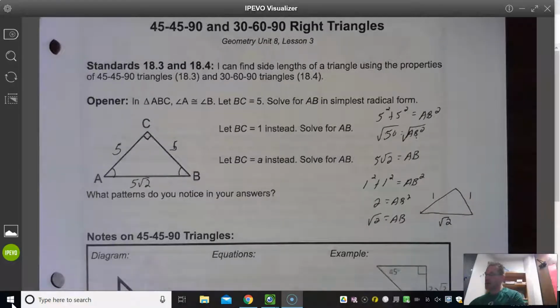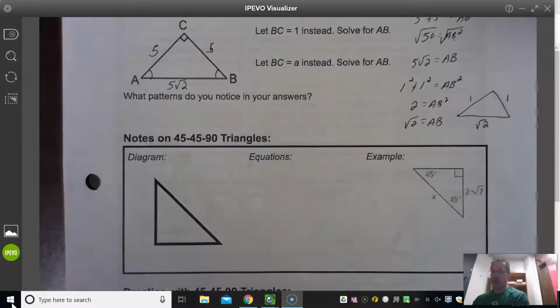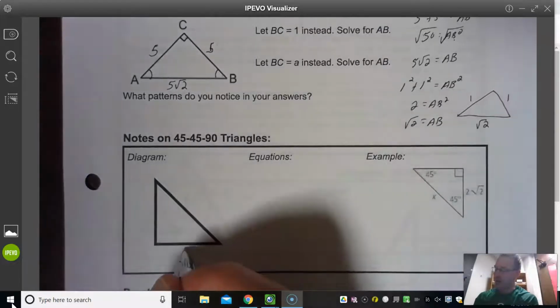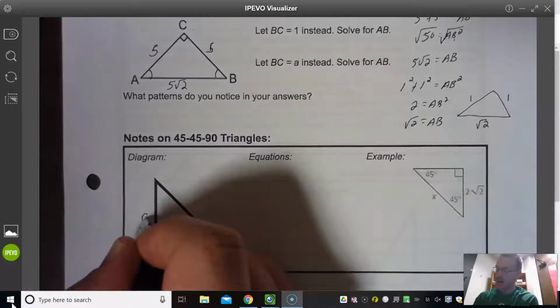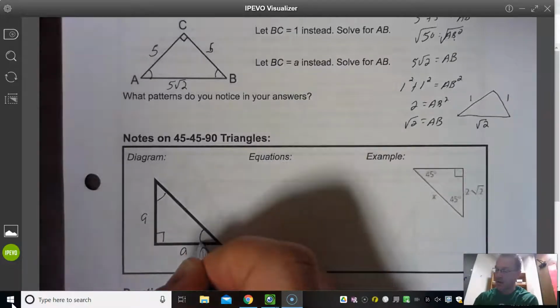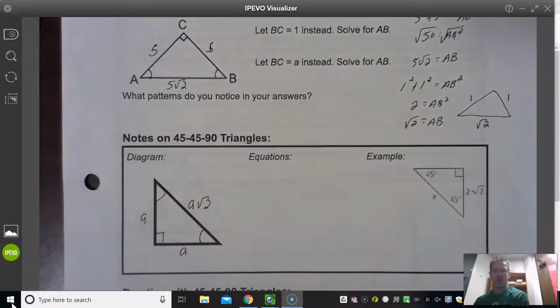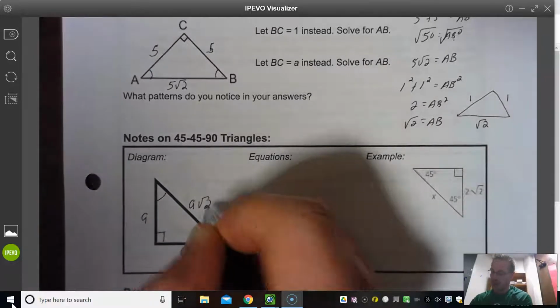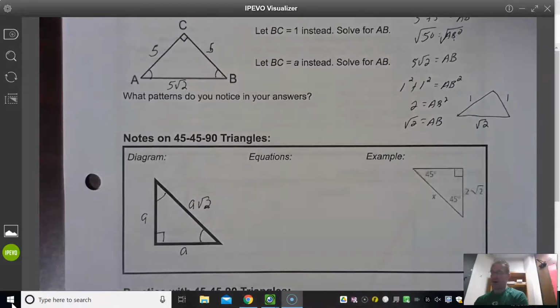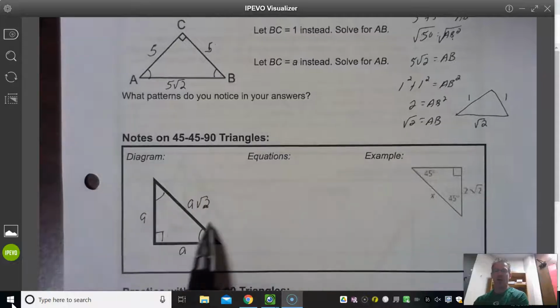So here is what we have. We know that this is A, and this is A. We have an isosceles right triangle, and this is always going to be A root 2, just like that. I'll make my 2 a little bit better there. That's the relationship that you will always use.